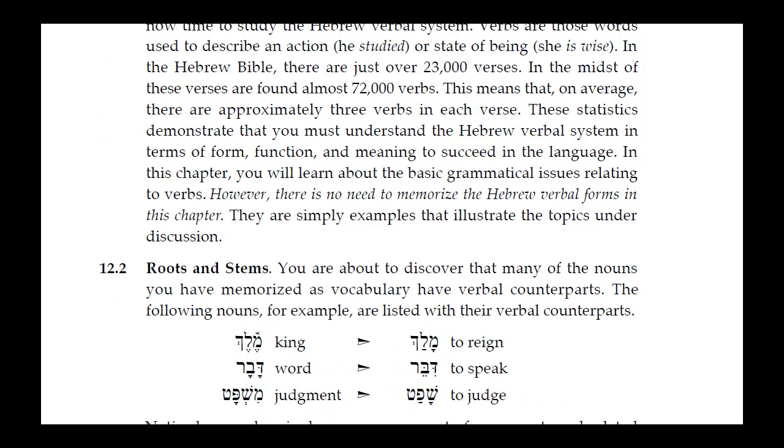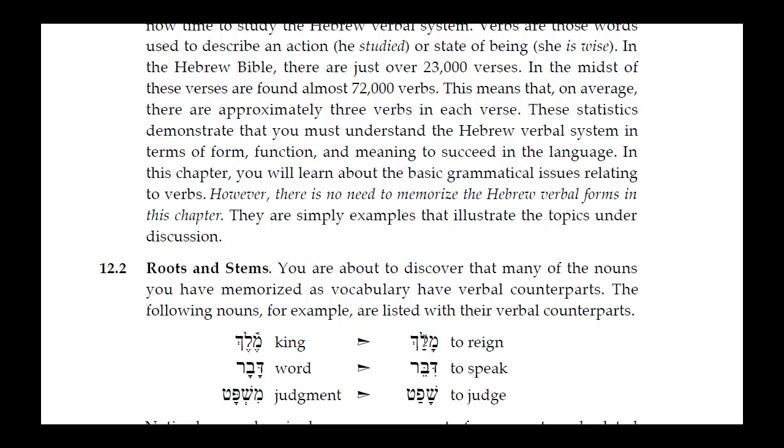Secondly, we need to understand the roots and stems. You're about to discover that many of the nouns you have memorized as vocabulary have verbal counterparts. The following nouns, for example, are listed with their verbal counterparts here. We have Melech. We understand Melech is king. And we look at its verbal counterpart, Malach, to reign.